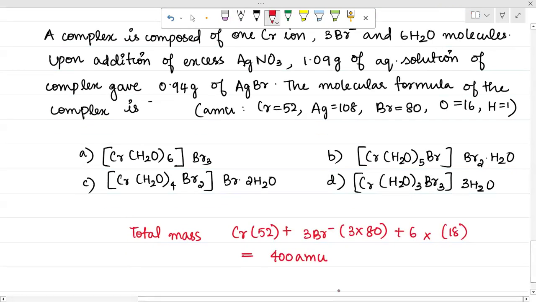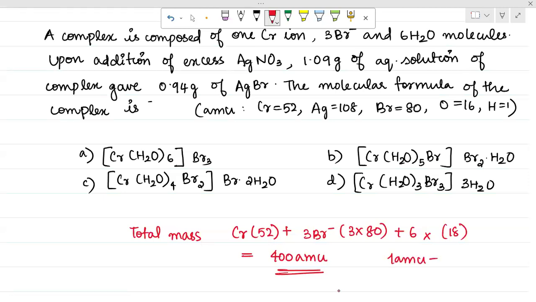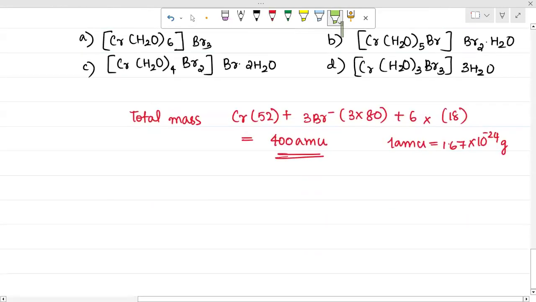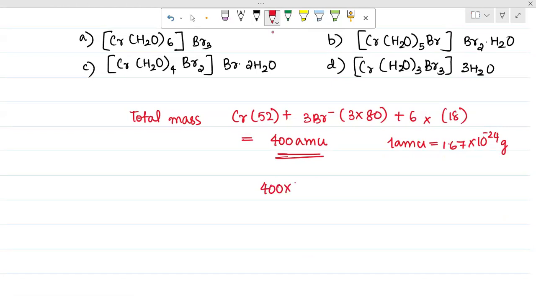Now, if we have to convert atomic mass units to mass, you know that 1 AMU is equal to 1.67 into 10 to the power minus 24 grams. We have to convert because in the question, the units are not in atomic mass units, it is in mass. So when you convert it, 400 AMU in mass will be 400 into 1.67 into 10 to the power minus 24 grams. This is the mass of the complex.